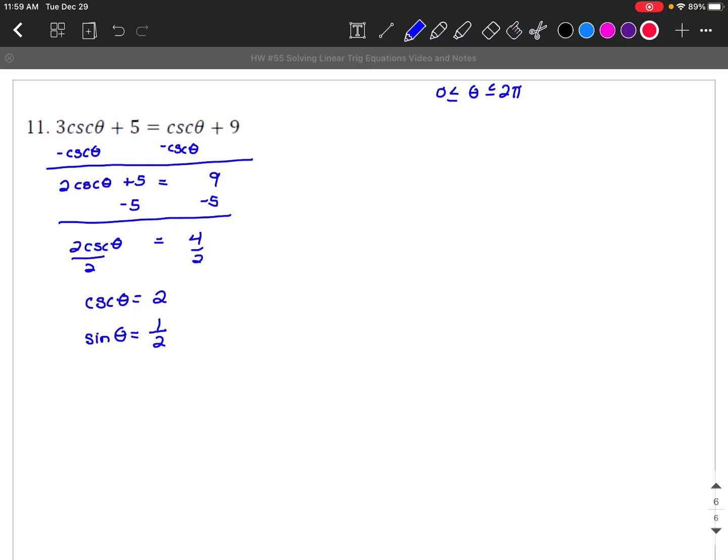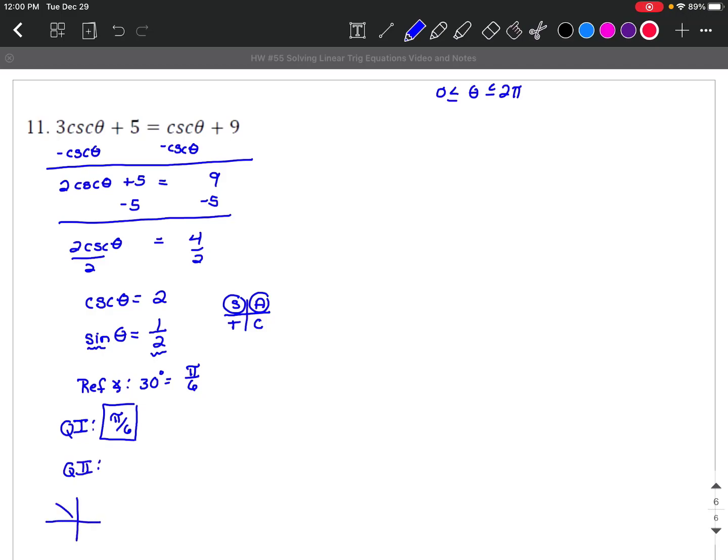Now we can do exactly what we were doing in the previous problems. So we find our reference angle. Sine of what angle is 1/2? That's 30 degrees, or in radians, pi over 6. And then we say, okay, all students take calculus. Sine is positive in the first and the second quadrant. So the first quadrant is easy. It is our reference angle, pi over 6. In the second quadrant, that means we are pi over 6 before pi.